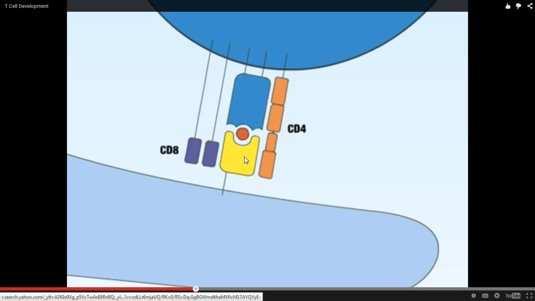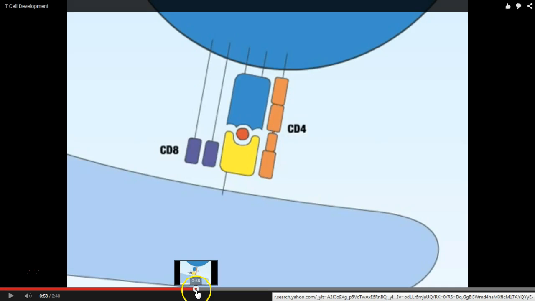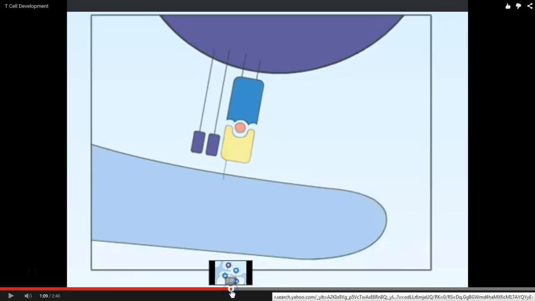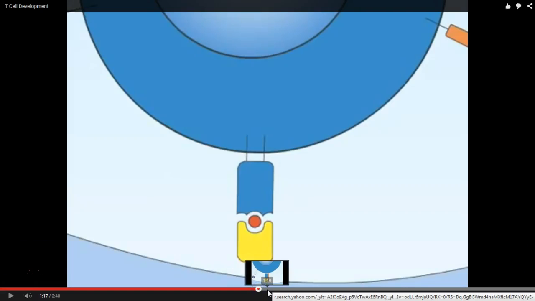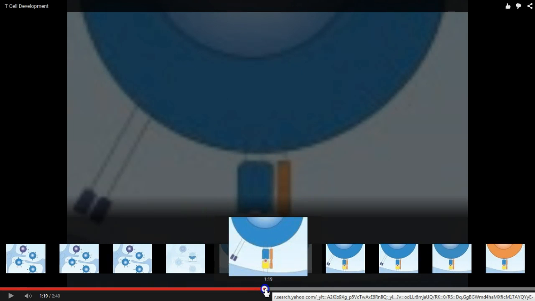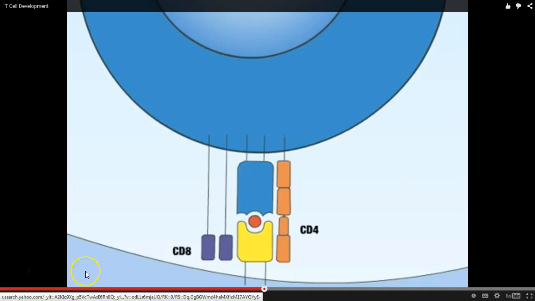The importance here is that they're communicating with MHC class 1. All your nucleated cells can present antigen on MHC class 1, so this cell is going to be able to communicate with just about any cell in your body. Unlike the other interaction, which is CD4 to MHC class 2. All right, so there we get to this one.